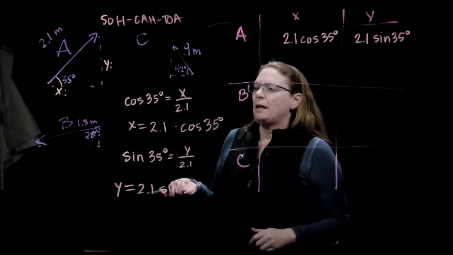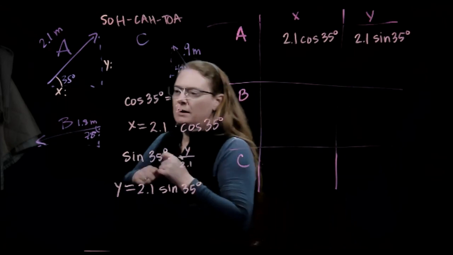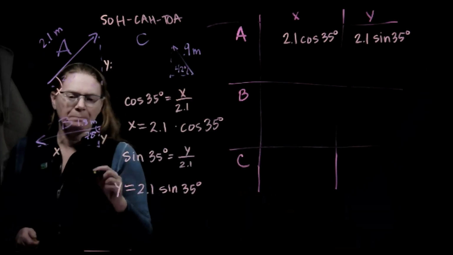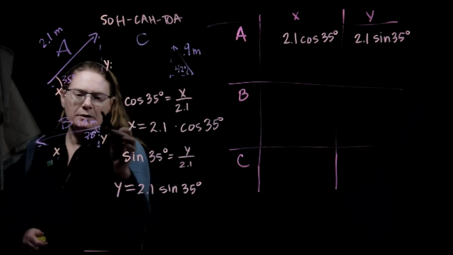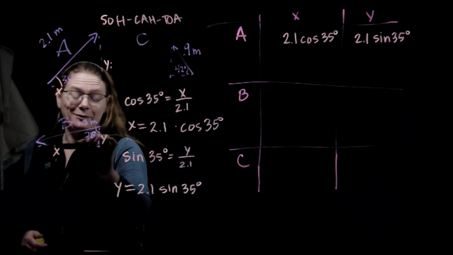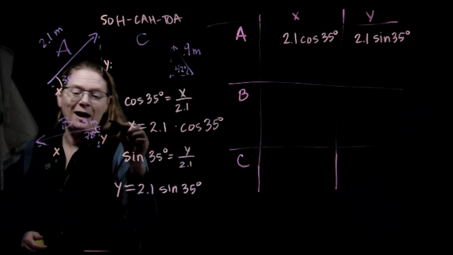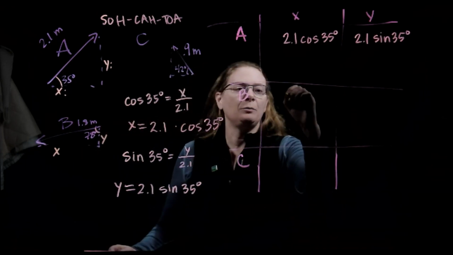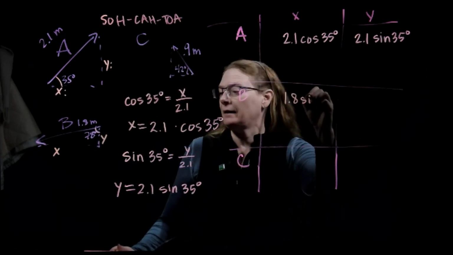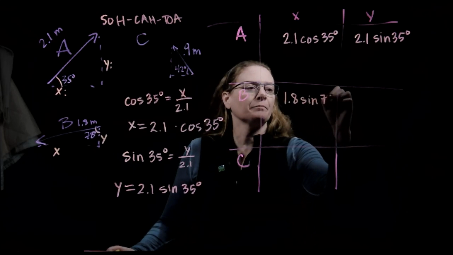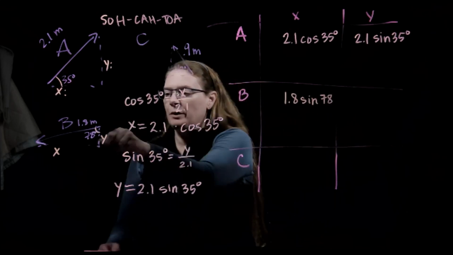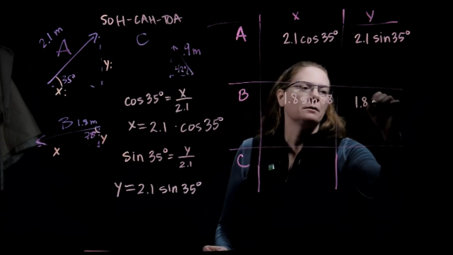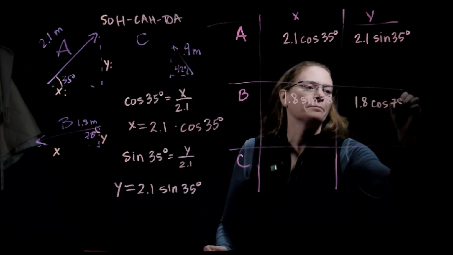Okay, so then let's look at B. Here is my x component, here is my y component. My x component, careful here, is opposite the angle. So for B, it's going to be 1.8 sine of 78. And the y component is adjacent. That's my cosine component, 1.8 cosine 78.